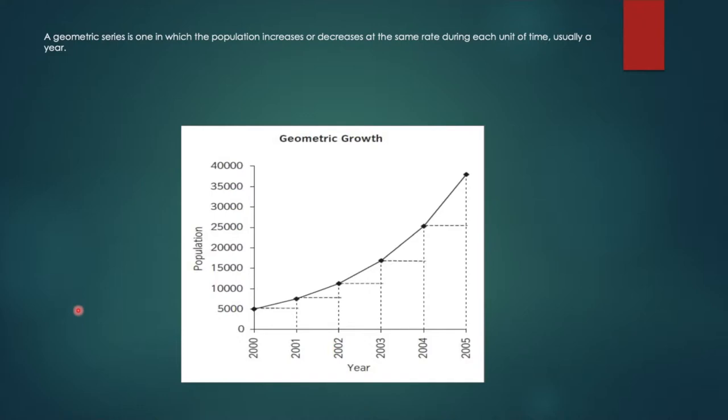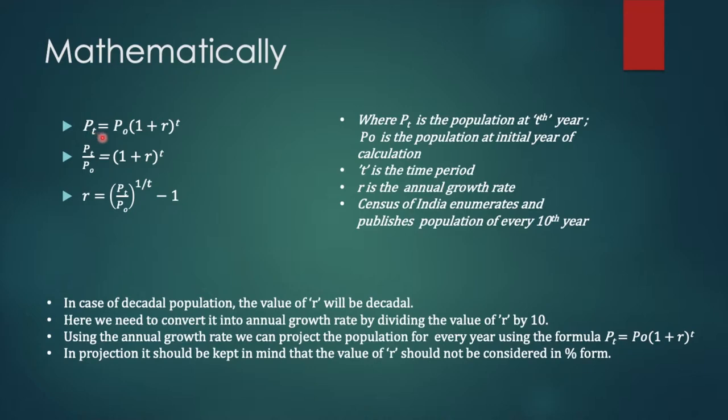A geometric series is one in which the population increases or decreases at the same rate during its unit of time, usually a year. So graphically, if you plot the population, then the geometric growth can be visualized like this. So mathematically, Pt equal to P0 (1 + R)^T.